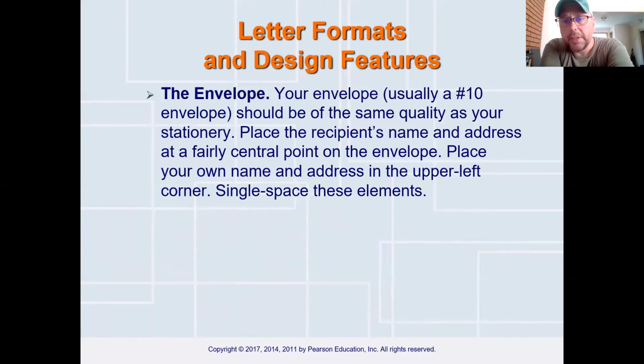The envelope. Make sure that you're using a number 10 envelope. It should be the same quality as the stationery. Place the recipient's name and address at a fairly central point on the envelope. Place your own name and address in the upper left corner. Single space these elements. Often, your companies are going to come with pre-formatted envelopes for the left-hand side, and some of them may even have little lines in the center for you to put the recipient's information in. That's all well and good. Just make sure that it looks as professional as you can.